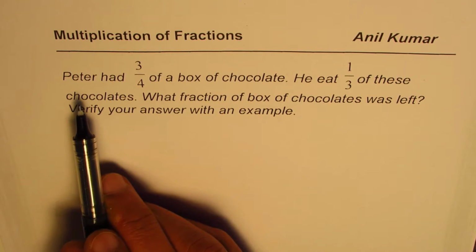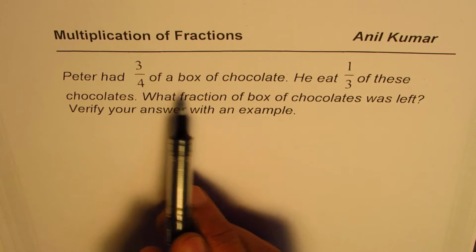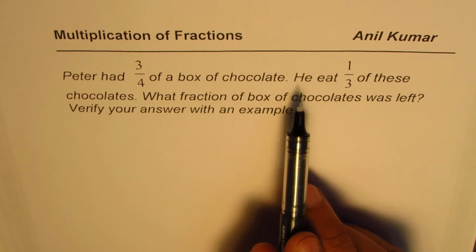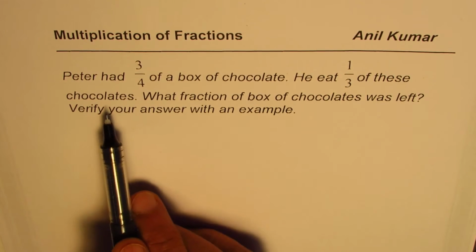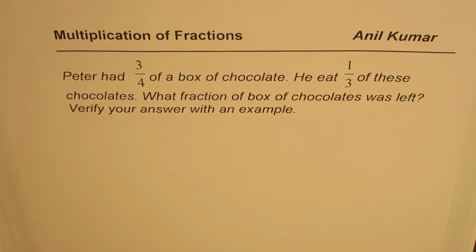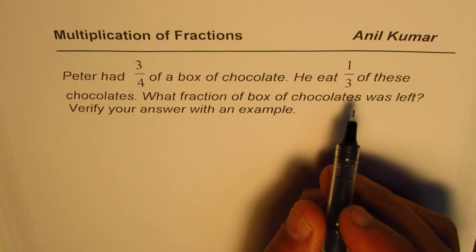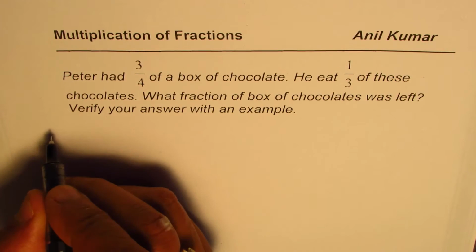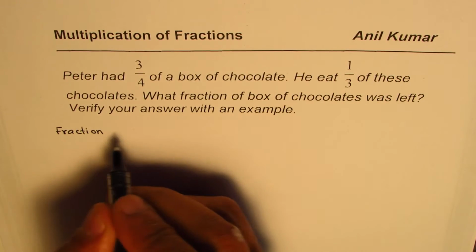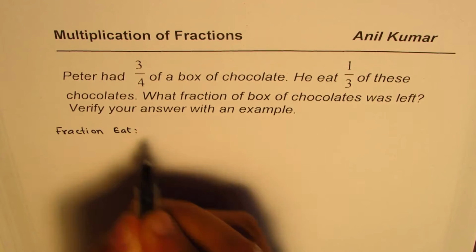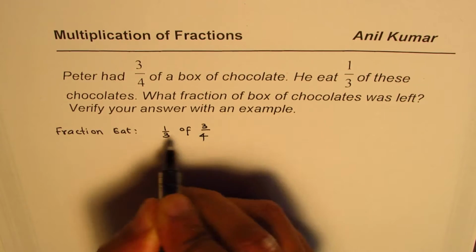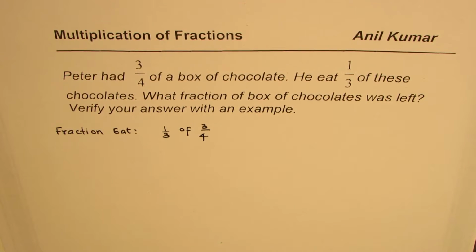So what we have here is that Peter had 3/4 of a box of chocolate, not a full box, okay? Only 3/4 of a box of chocolate. He ate 1/3 of these chocolates. What fraction of the box of chocolates was left? Okay, so this is a very good question. Let us first find what fraction he ate, right? So let's write down: 1/3 of 3/4. So that is the fraction which Peter ate, okay?